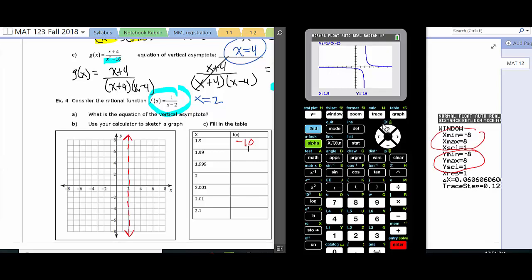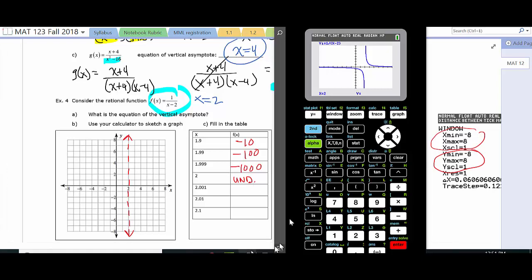Do it again. Trace. Now do 1.99 and see what we get. That's -100. Do it again. We're going to trace at 1.999. That's going to be -1,000. Then to keep doing that, trace it to 2. What happens? You get an error. You're undefined there. That's because you have the vertical asymptote like that.